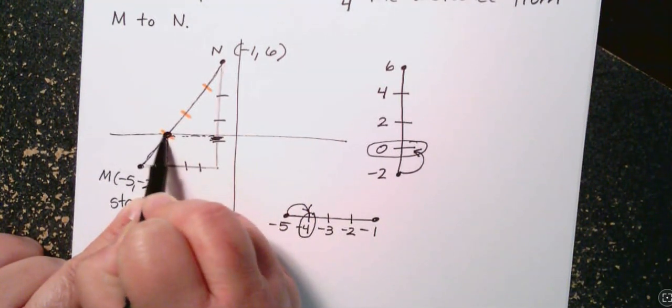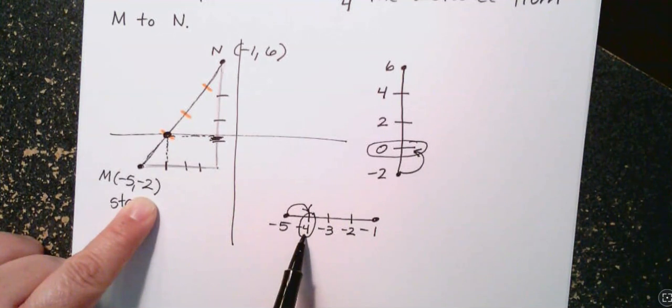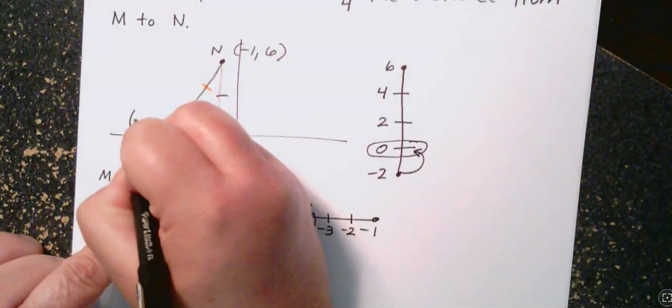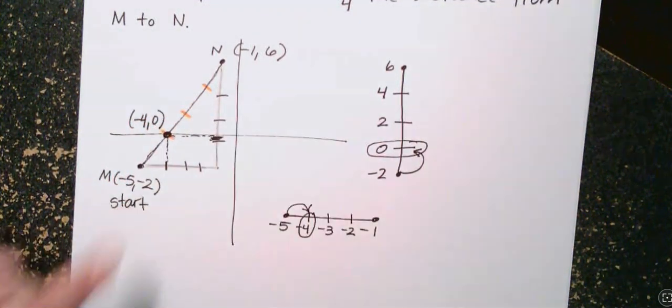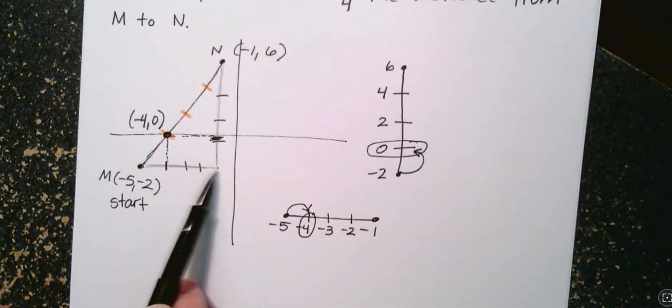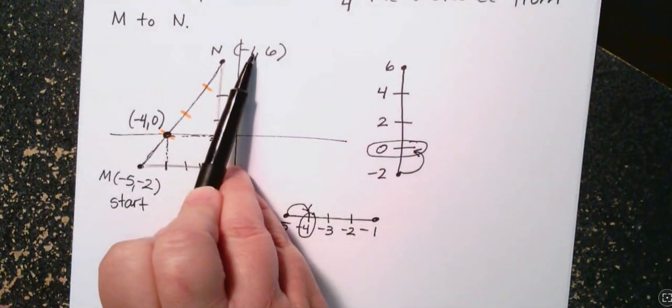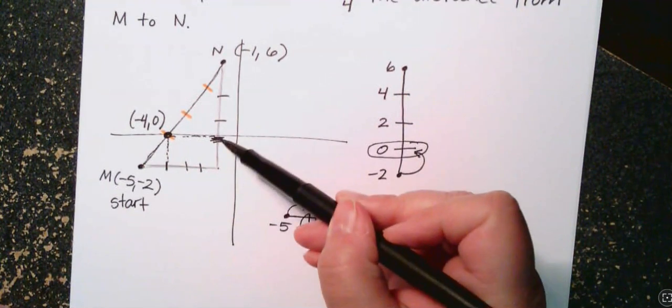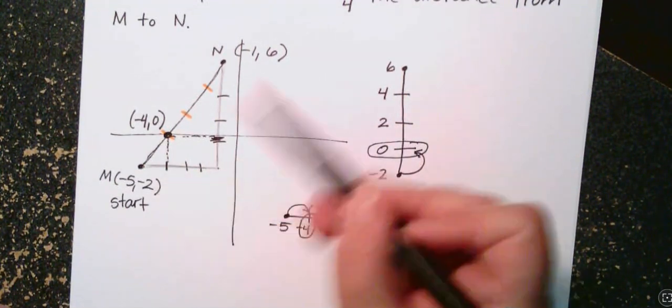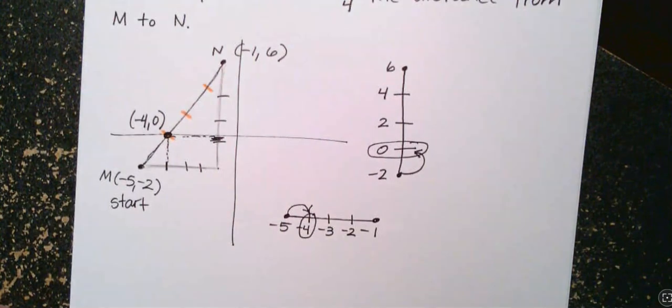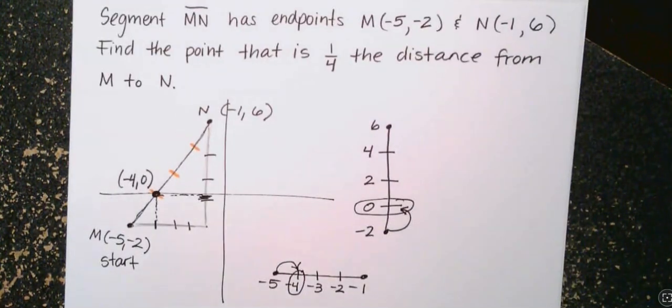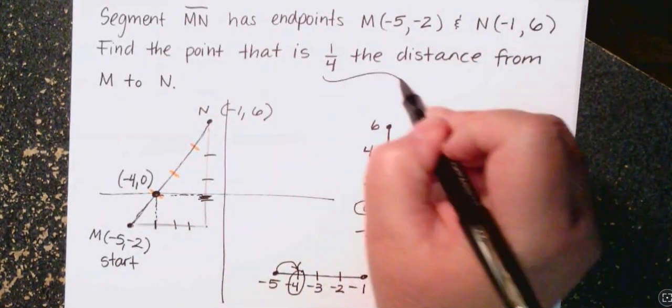And that is where it's going to end up. And that point is (-4, 0). So basically, I went 1/4 of the way from one x to the other x, and I went 1/4 of the way from one y to the other y. Now, when we say 1/4 of the way, that's the same idea as 1/4 of the distance.